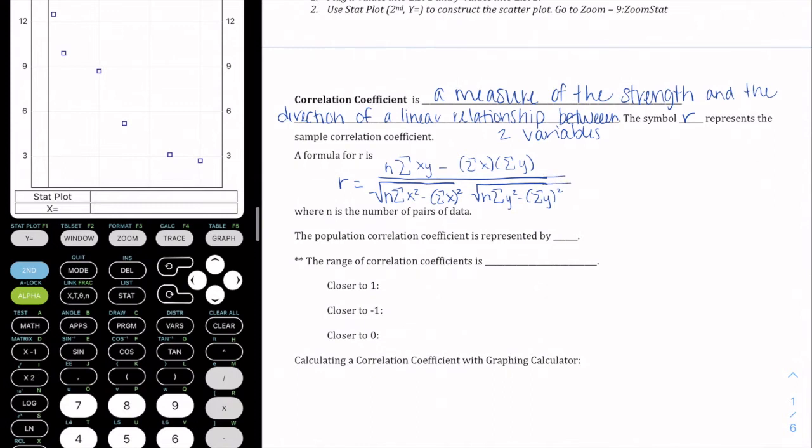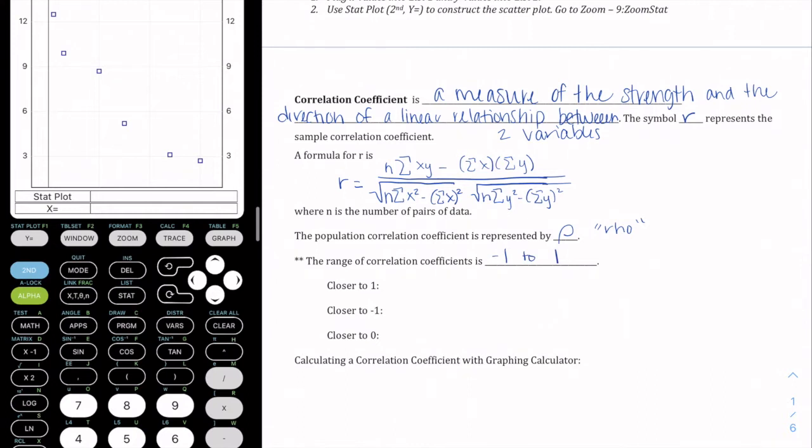Okay, so where N is the number of pairs of data, the population correlation coefficient is represented by rho, which looks kind of like a curvy P. Okay, and that's our Greek letter rho. So the range of correlation coefficients is -1 to 1.